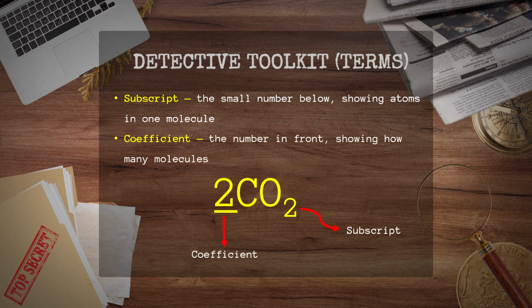Coefficient. This is the number in front, like 2H sub 2. It tells how many molecules you have. The coefficient is a whole number written before the chemical formula of the substance to make the chemical equation balance. It serves as the multiplier of the atoms in the formula.